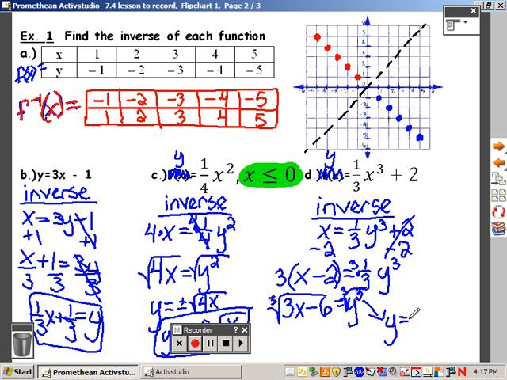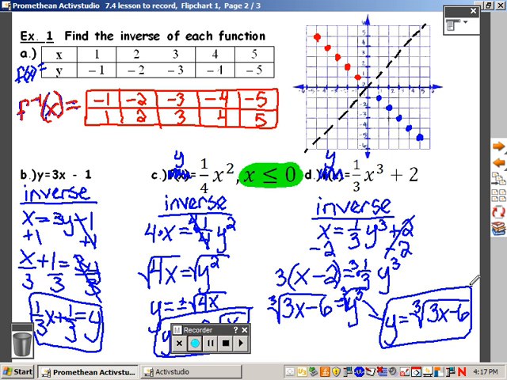Hopefully you said no. You don't need plus or minus because you're not taking the even root, you're taking the cubed root. That's odd, so you're not dealing with plus or minus. We just write y equals the cubed root of 3x minus 6. This is the inverse function that we found from the original.